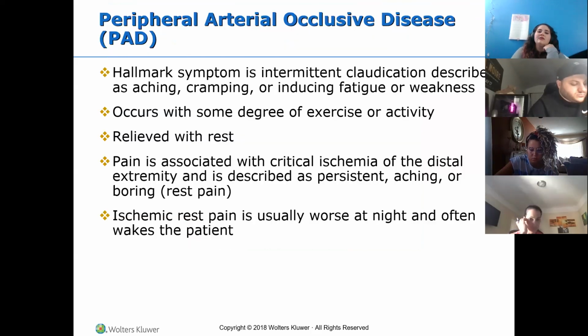Okay. PAD, peripheral arterial occlusive disease. Hallmark symptoms is intermittent claudication described as aching, cramping, or inducing fatigue or weakness. This occurs with some degree of exercise or activity. It gets relieved with rest, so it goes away when you stop exercising. Pain is associated with critical ischemia of the distal extremity and is described as persistent, aching, or boring rest pain. Ischemic rest pain is usually worse at night and often wakes the patient.